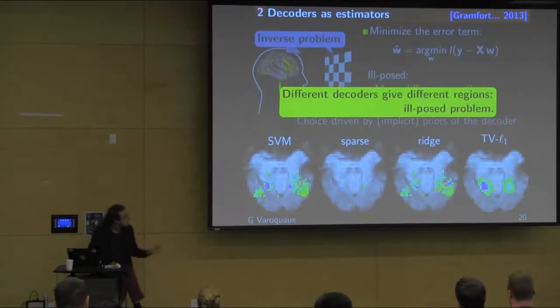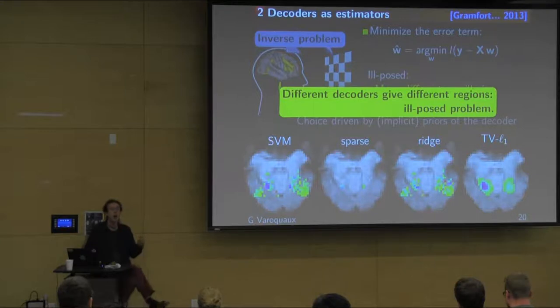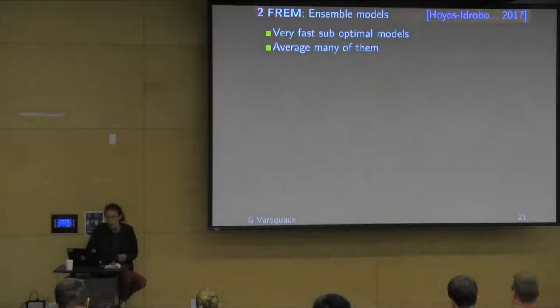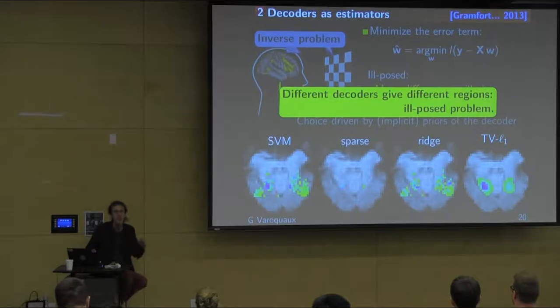I just want to stress here that the different decoders will give different regions. There's nothing we can do about it. We might have weak evidence that we want to prefer one to the other, but as I'll mention later, it's just weak evidence, because cross-validation is just like any statistical measure. It has error. So what we've done recently is that we studied another class of models. The problem with TV-L1, as you'll find out, is that it's slow.